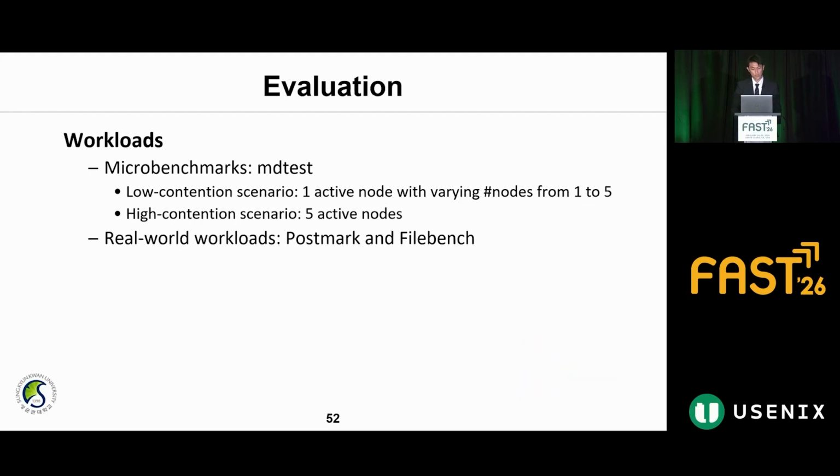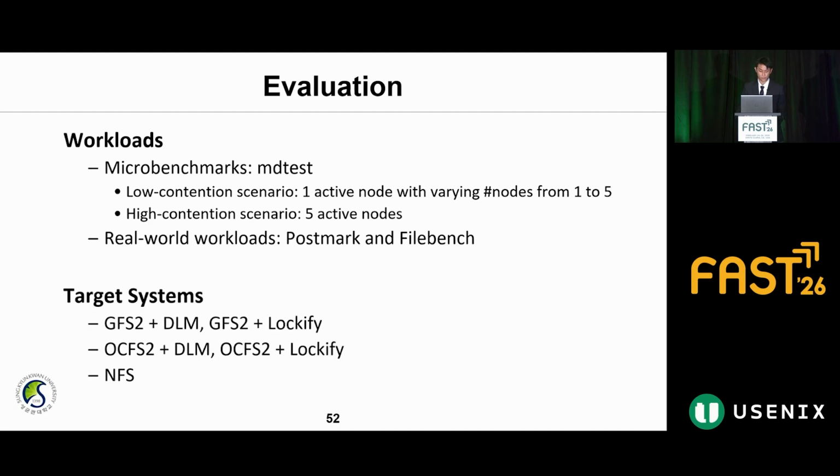Workloads. We used mdtest as a micro benchmark, which creates files and directories in bursts. We tested both a low contention scenario and a high contention scenario. For the real-world workloads, we used Postmark and FileBench. About target systems, we tested GFS2 and OCFS2, as told before, with existing DRM and our Lockify. We also tested NFS. NFS does not use DRM, but it is widely used for disk sharing, so we tested it as a performance comparison target.